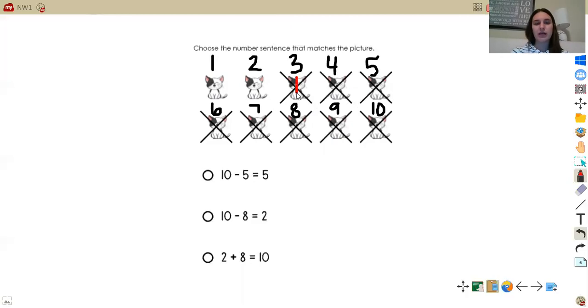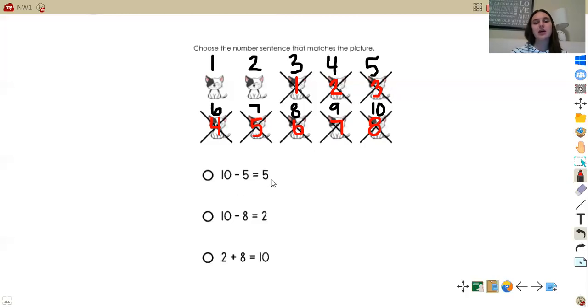So I went 1, 2, 3, 4, 5, 6, 7, 8. And now that I've labeled my entire problem, I should be able to see the problem and choose the right one. So 10 minus 5 equals 5.